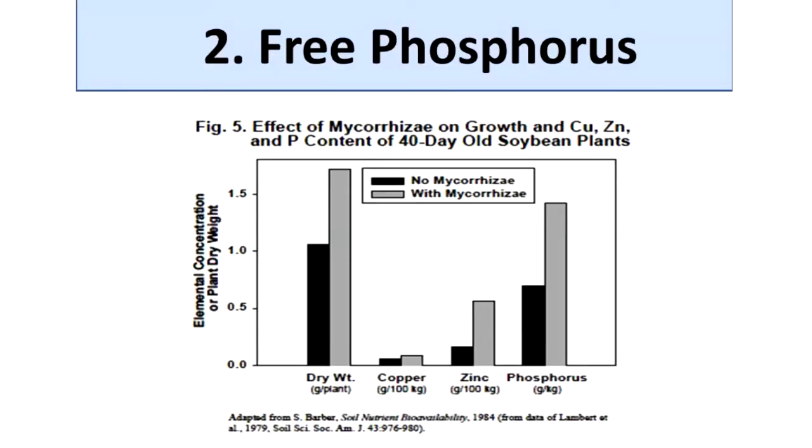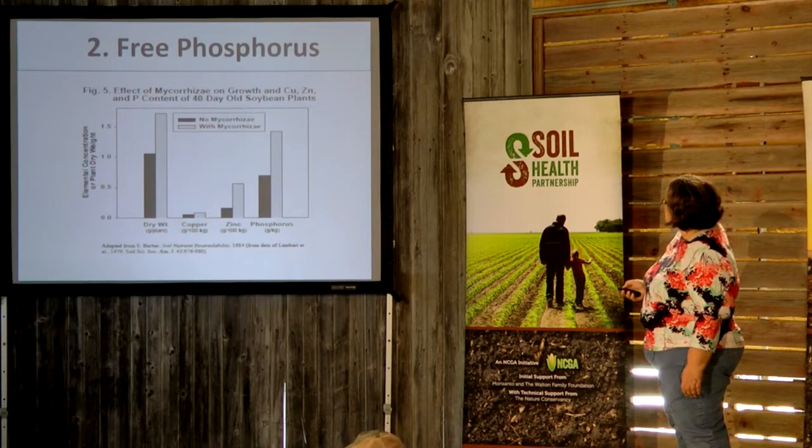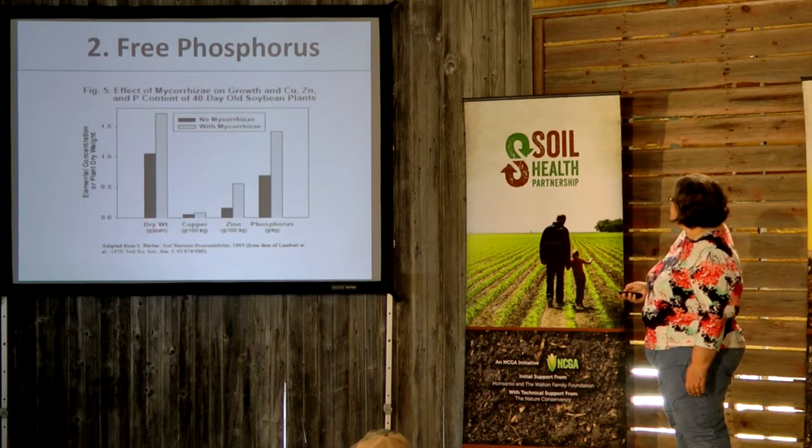Okay. So, free phosphorus. This is an older study. I forget, it's 1979, but I chose it because it's the most typical results. You see this response in these ratios again and again and again in the scientific literature. So we're looking at soybean plants, and we've got their dry weight, no mycorrhizae in black, with mycorrhizae in gray. And this is the dry weight in grams per plant, and you can see the dry weight is more than 1.5 times. A 30% increase in weight in mycorrhiza versus plants that are denied mycorrhiza is common.